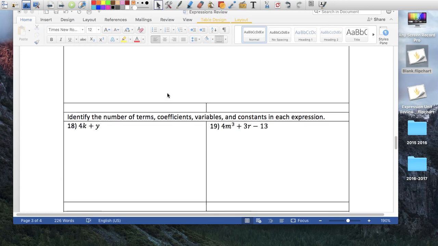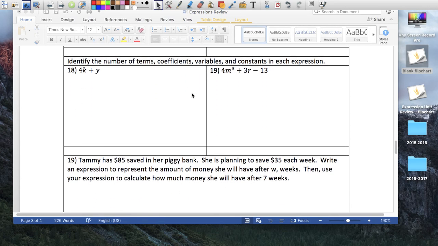Identifying the number of terms and all that stuff. Terms are how many parts or how many pieces. Think about the number of pieces this expression is made of. For us, addition signs and subtraction signs serve as commas. So in this particular case, we can think of this expression as 4k, comma, y, meaning there are 2 terms, which are 4k and y.